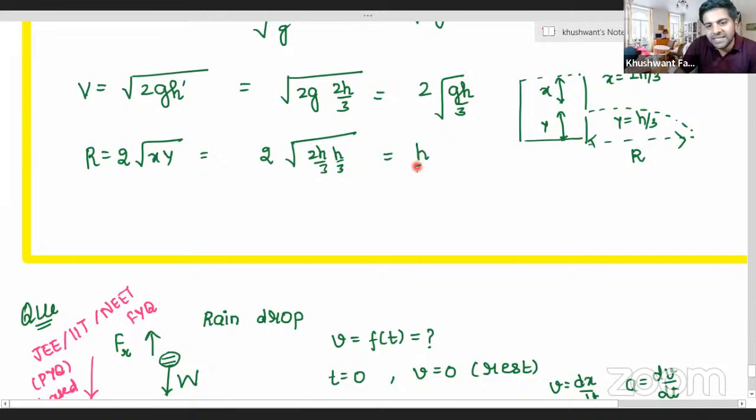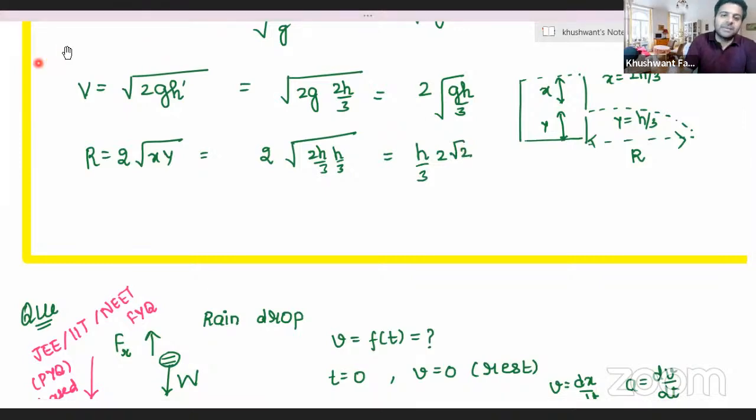Therefore the final answer is h by 3 into 2 root 2. Okay, let's take the next question. In this question, if you all want, we'll do a quick revision. In this question, what were we asked?